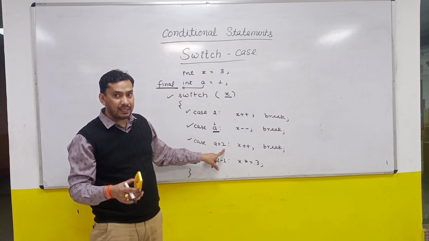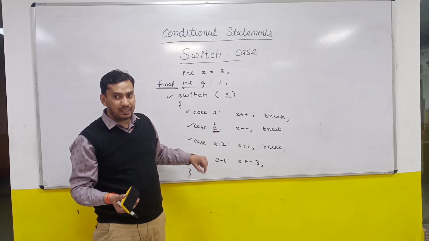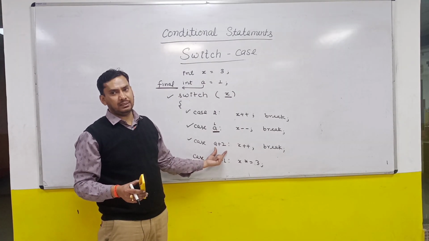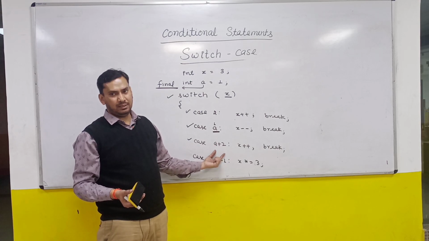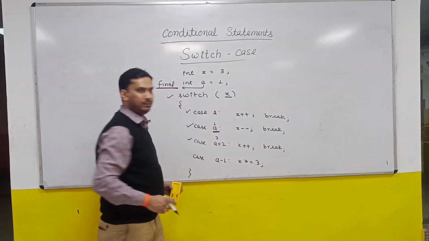I am not writing A is equal to A plus 2. If you are writing A is equal to A plus 2, it means you are trying to change A. I am not changing A. I am saying whatever is the value of A plus 2 is the case value. So again it is a constant plus constant, a constant. So case value will be 3.